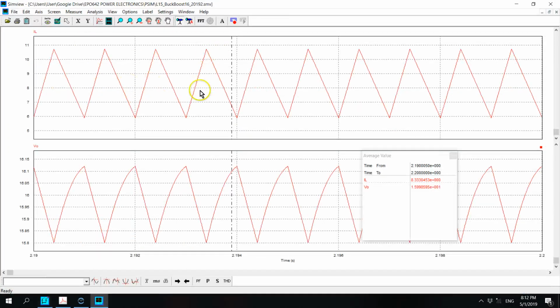Okay, the inductor current is continuous, and this is the output voltage. If I take the average again, it gives me 16 volt. Now I'm going to determine the Vmax. Okay, the maximum is 16.12. Can you take note of that? 16.12. And then you have the minimum peak of 15.80. Do I get 0.32? Yes, it is 0.32 volt.